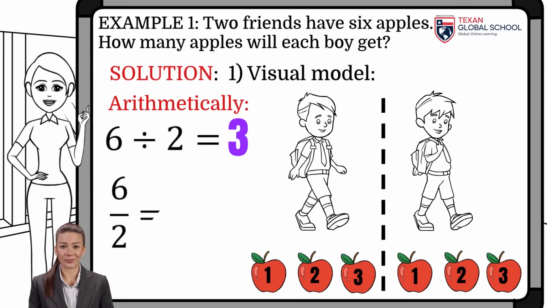Arithmetically, this is represented as 6 divided by 2. We can see the representations seen in the theory applied in this problem. As a fraction, it is 6 halves, or 6 divided by 2. 6 apples between 2 boys, which is equivalent to 3 apples for each of the 2 boys.